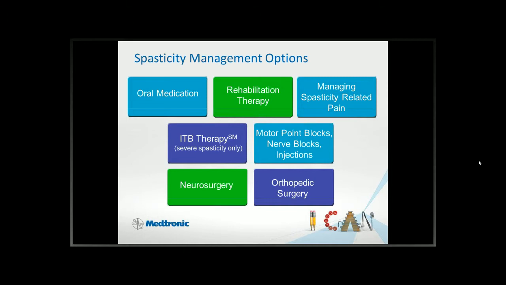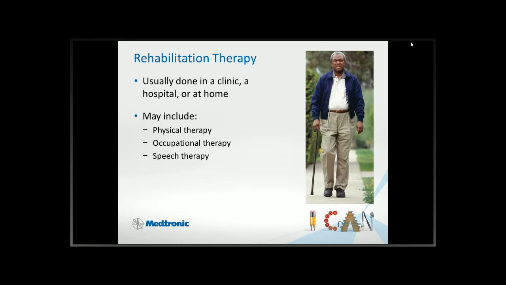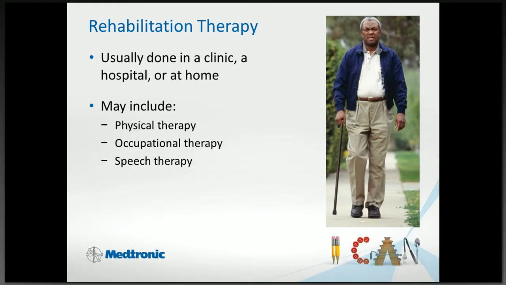Rehabilitation therapy is a very common treatment for spasticity and can be performed in a number of settings, including an acute inpatient unit, the outpatient clinic, and for some patients who qualify, even at home. Rehabilitation therapy may include physical therapy, occupational therapy, and speech therapy. Goals of rehabilitation therapy may include optimization of function, stretching of tight muscles, and the retraining of spastic muscle groups.